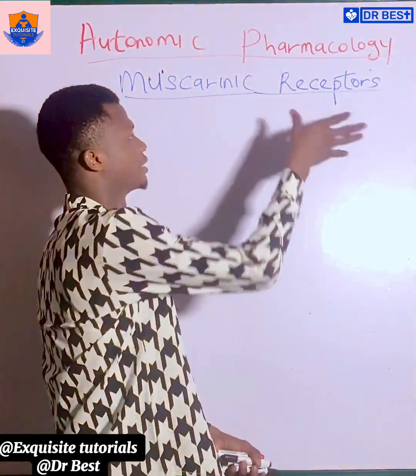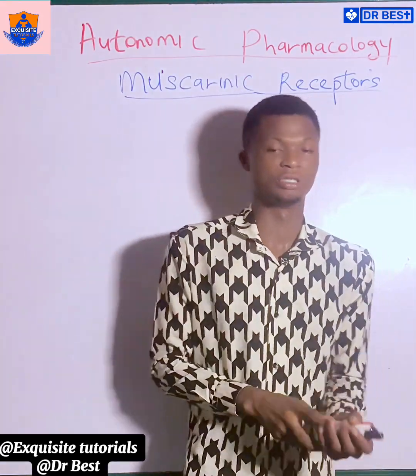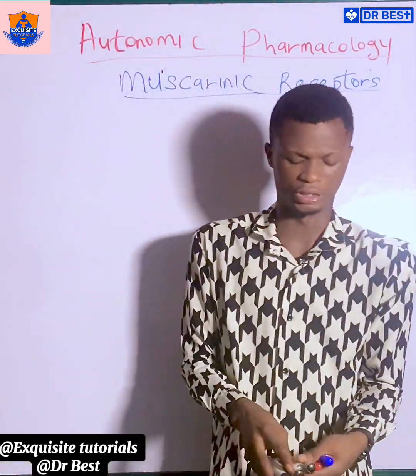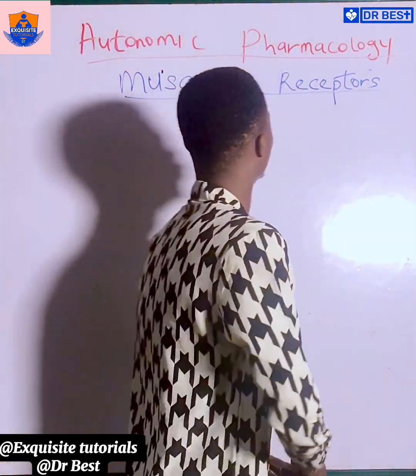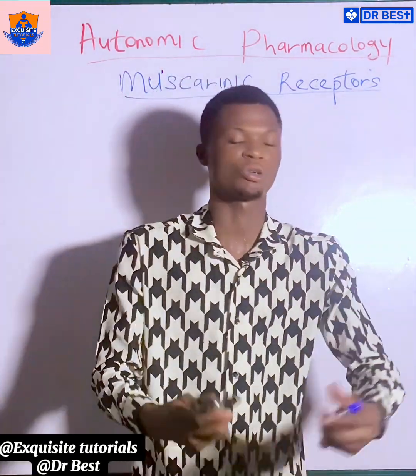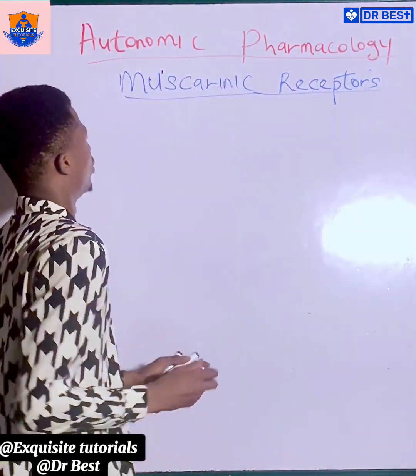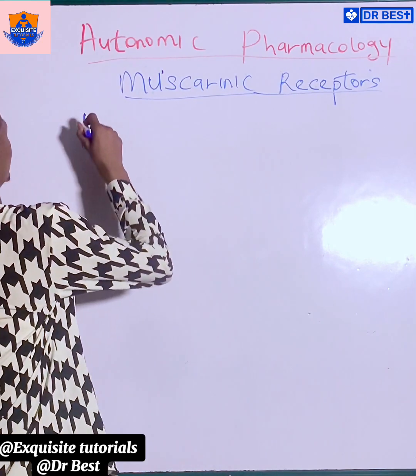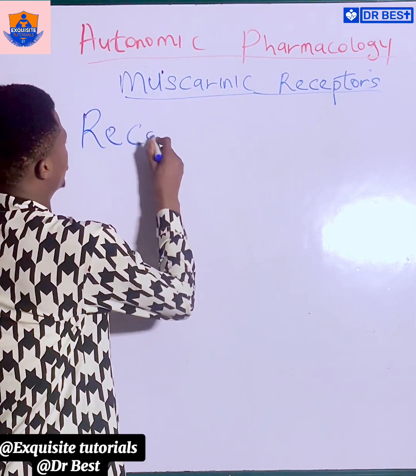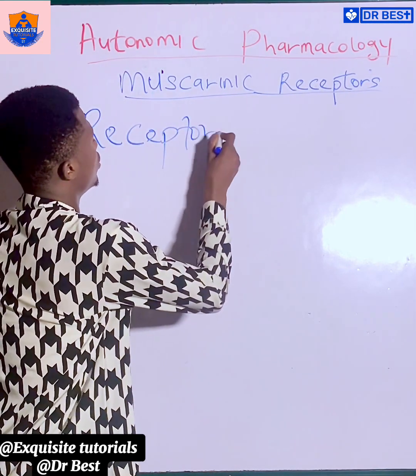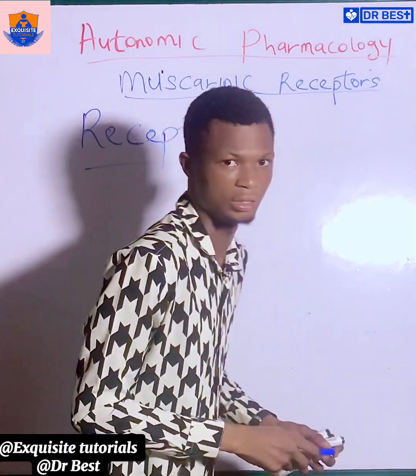Now we're going to be looking at muscarinic receptors under autonomic pharmacology. Before we move straight to muscarinic receptors, we need to talk about what is a receptor, right? What is a receptor before we talk about muscarinic receptors.